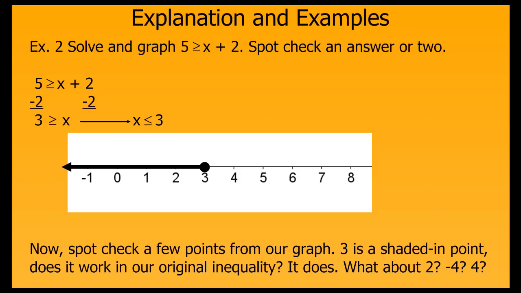We should spot check a few points. 3 works. How about 2? Yes, it does. Negative 4? Yes. Positive 4? No. Keep in mind there are an infinite number of points that satisfy this inequality. Spot checking is just checking a few of them.